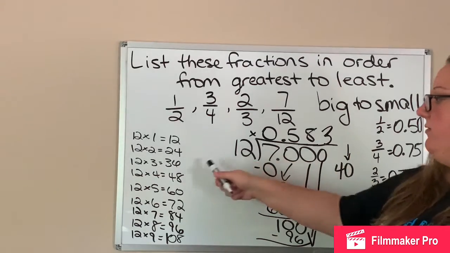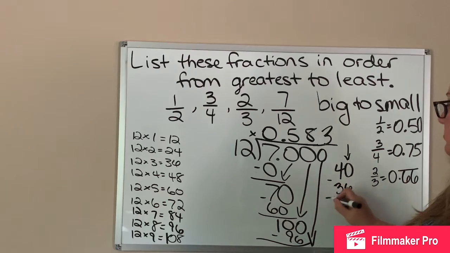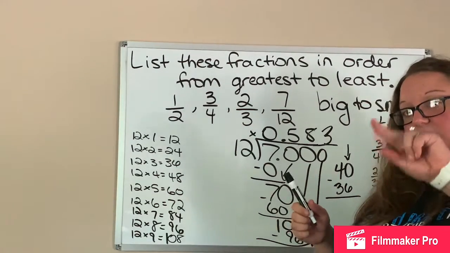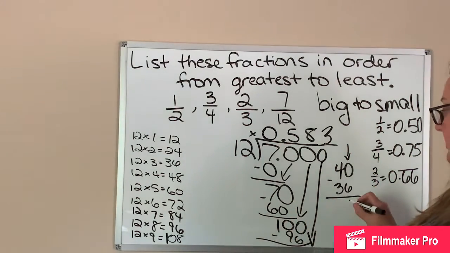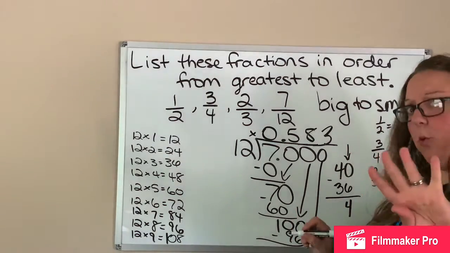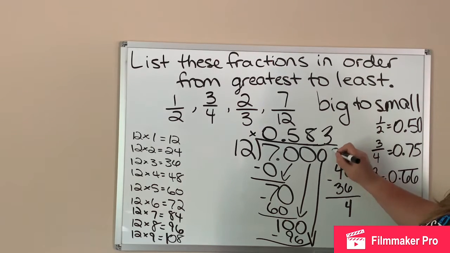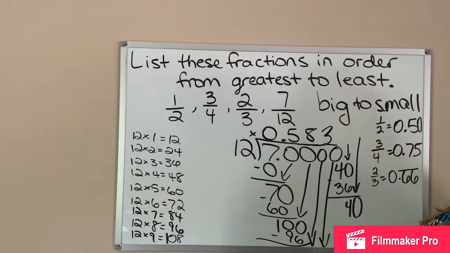3 times 12 is 36. 36 is going to go here. I'm going to subtract. I'm going to put 36 in my mind: 36, 37, 38, 39, 40. So 40 minus 36 is not 40, it's 4. All right, so I haven't gotten a 0, and it looks like this might repeat, but I'm going to check it. So I'm going to put one more 0. That 0 would drop down and keep dropping to here.